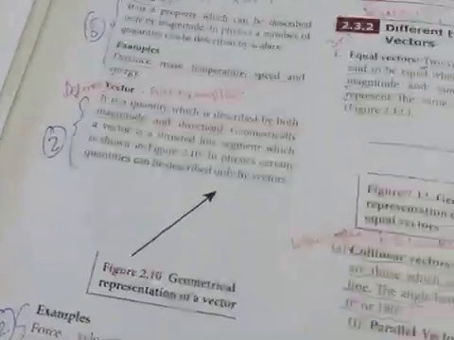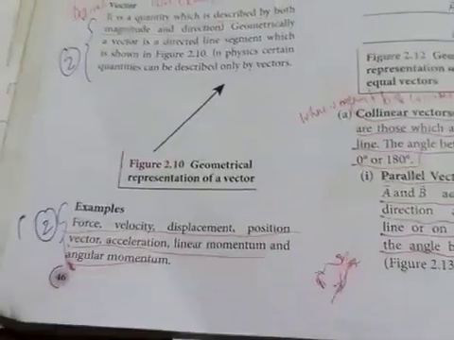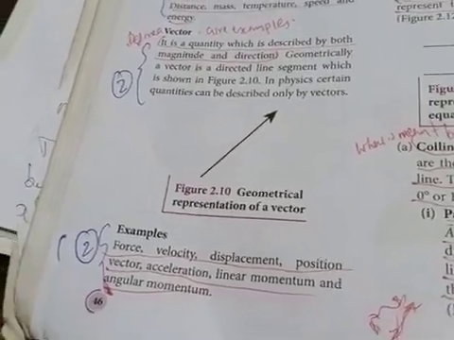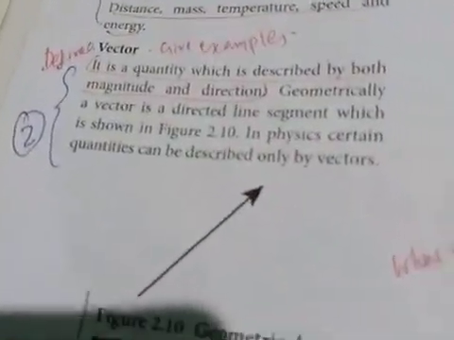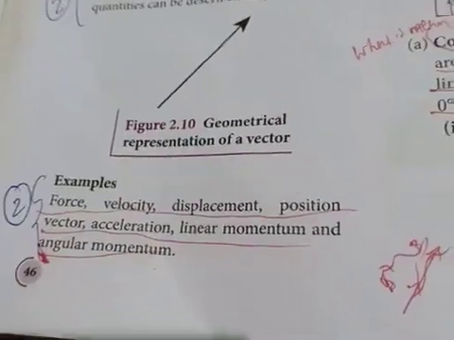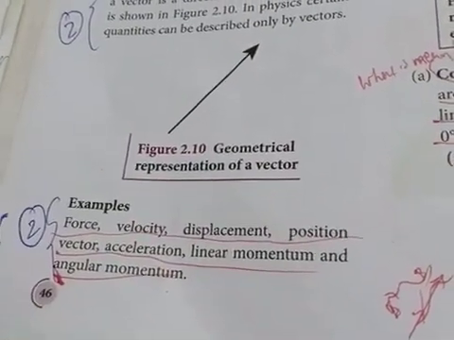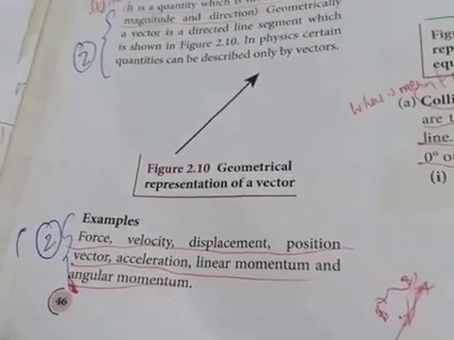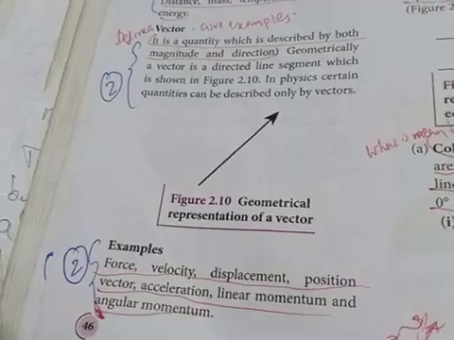It is a little difficult. Define a vector, give examples. Here you can see vector on page number 46. A vector is a quantity which is described by both magnitude and direction. Examples: force, velocity, displacement, position vector, acceleration, all these. So this is question number 2 on page number 46.